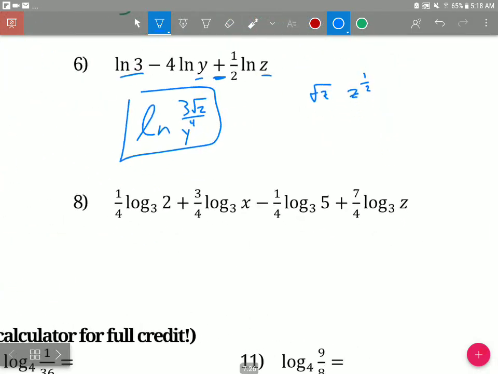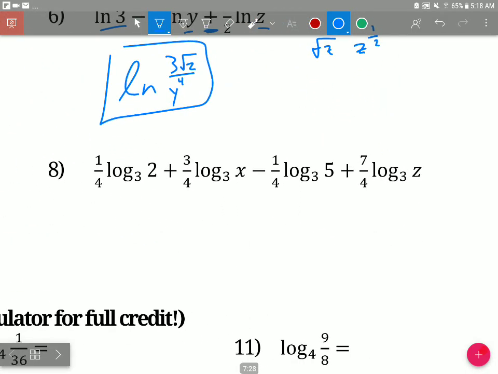Number 8. Okay, number 8's a little tricky. Notice how they all have that 4th on there? So basically what I'm going to do is take that off and put it out front, and I'm going to deal with it in a minute. So deal with the rest of it, and we'll deal with the 1/4 at the end.